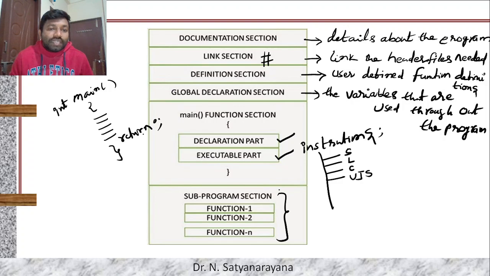We will see why it is. Let me discuss. So for example, we will see with an example, a simple C program. Let us take a simple C program and try to understand. So among these sections, which sections are compulsory?